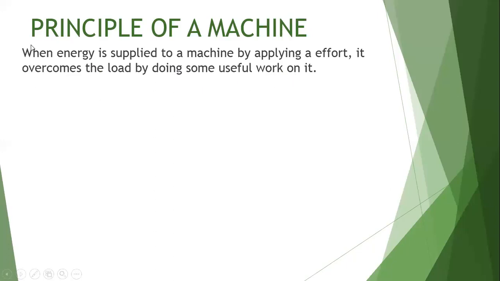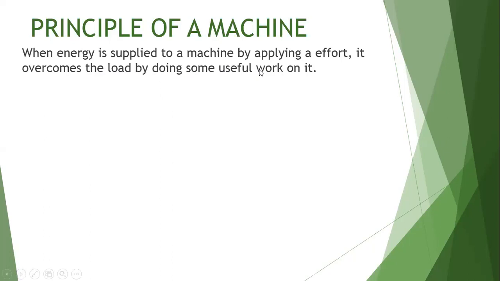I told you, because for using a machine, if I want the machine to work, I want to put the machine in operation, then I require energy. So when energy is supplied to the machine, obviously we are not going to supply the energy to something else. We are going to supply the energy to the machine. If you want to supply the energy, you are going to apply the effort. No one else is going to do it for you. So you are going to apply an effort. It overcomes the load by doing some useful work on it.